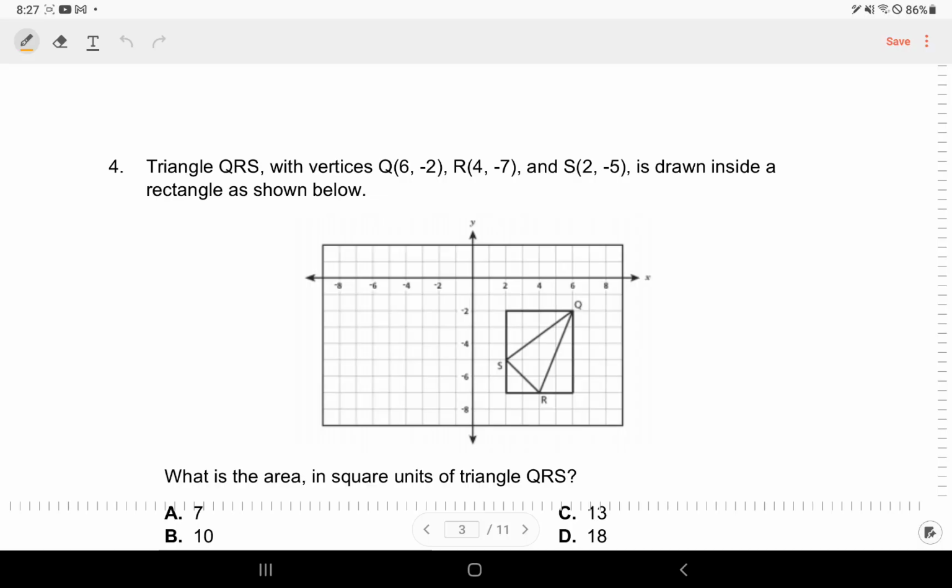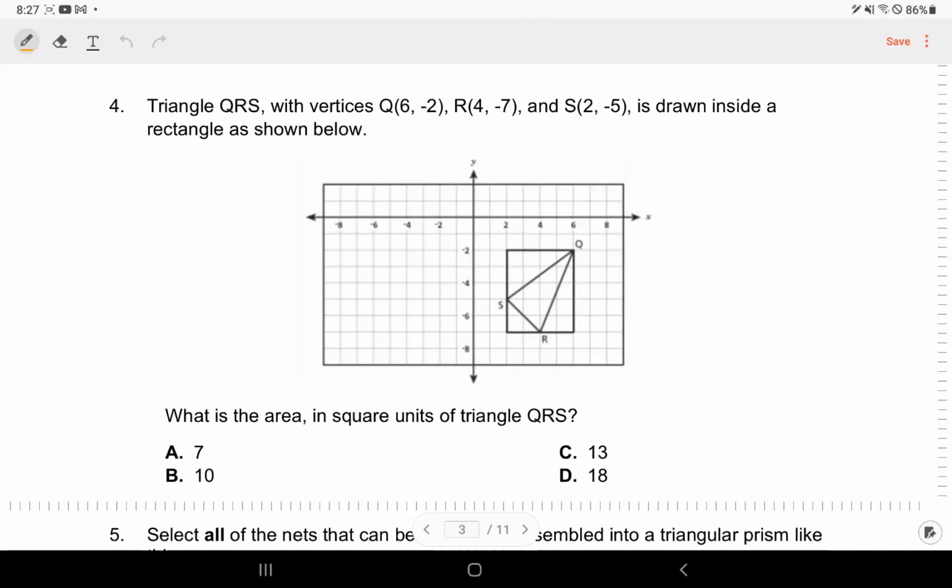All right. Number 4. Now, this is a very tricky question. Okay? So, triangle QRS with these coordinates is drawn inside the rectangle shown below. What is the area of this triangle? So we're looking for the area of this triangle. Now, we don't know if we have a base height pair because we don't know where the base is, we don't know what the height is.